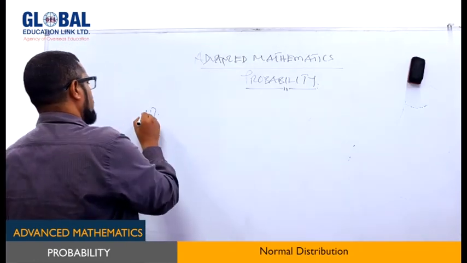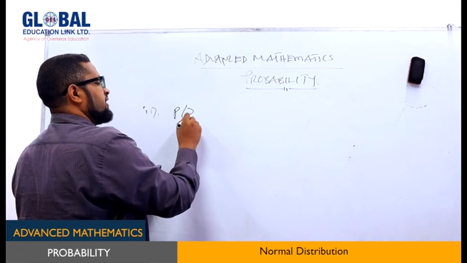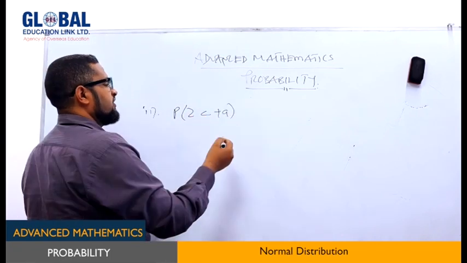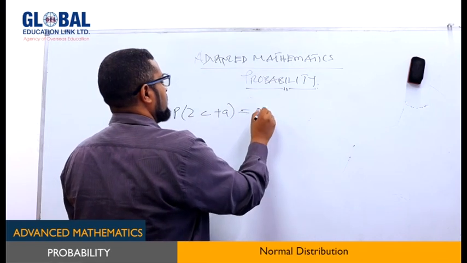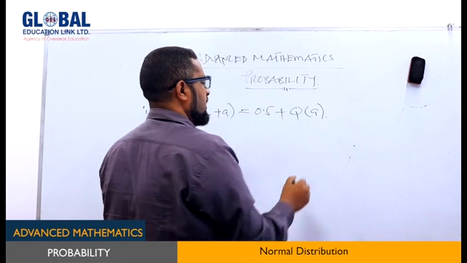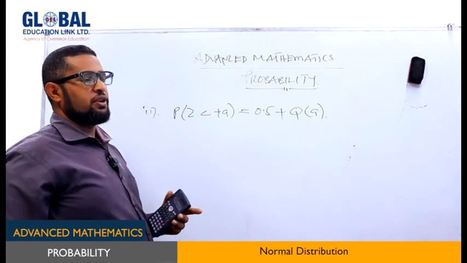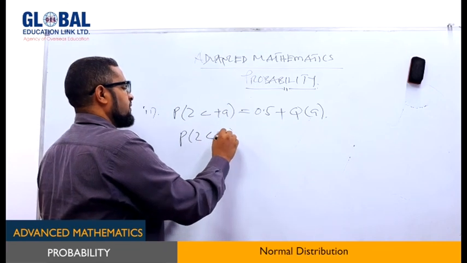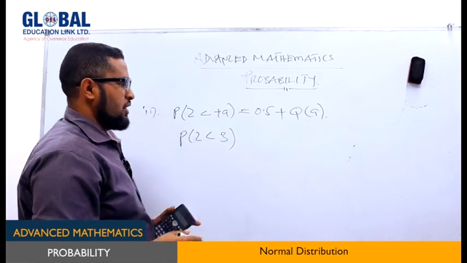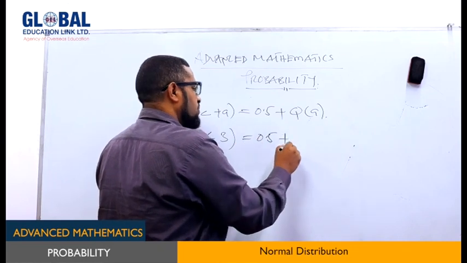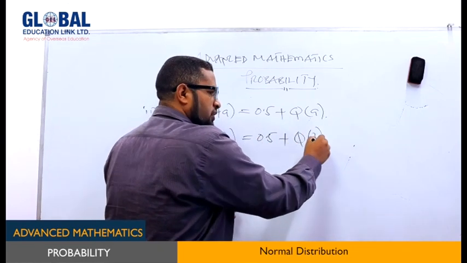Number two, if you are given the probability of z less than positive a, this is just the same as taking 0.5 plus q of a. These are just general. For instance, finding the probability of z less than 3. 3 is just a positive number. So how do I find that one? The same as taking 0.5 plus q of 3.